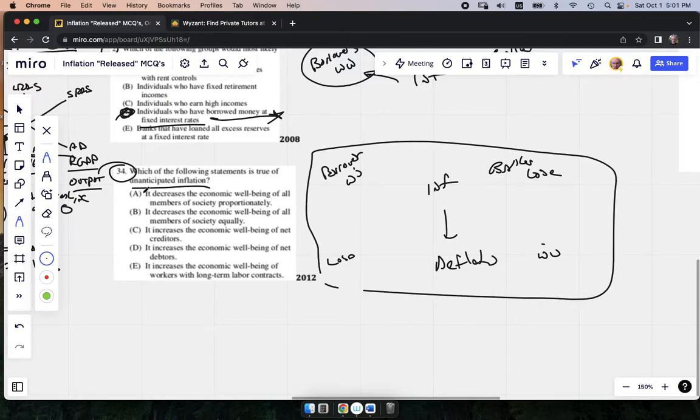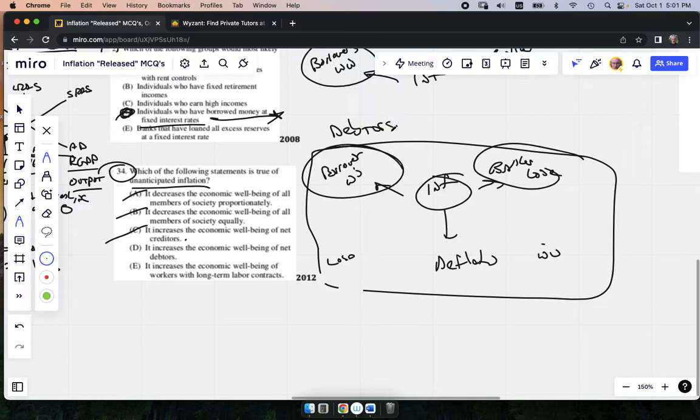Which of the following statements is true about unanticipated inflation? It would not decrease everybody by the same. That doesn't make any sense. It would not decrease economic well-being of everybody equally. It increases the well-being of net creditors. A banker is a creditor, so that's wrong. It increases the economic well-being. Borrowers win. A borrower is a debtor. All right, so you just have to know that language there. If you haven't come across debtor or borrower, put them together, make sure you know that. Bankers would be creditors, lenders, something like that, right? Anything, you know what's going on there. I'll shut up. All right, I think that's it.